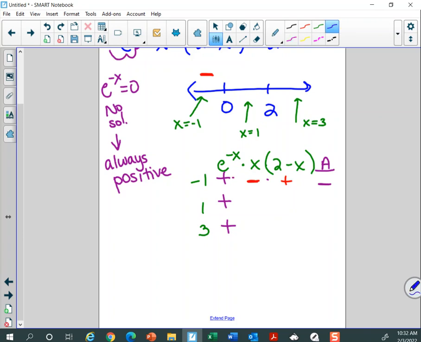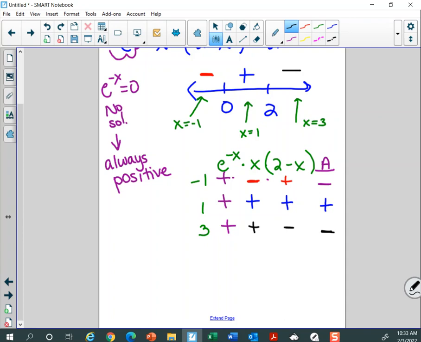When I put a +1 in, x would be positive. E to the negative x, always positive. 2 minus 1 is positive. So that's a positive result. And then the 3: e to the negative x, always positive. A +3 for x is positive. 2 minus 3 would be negative. That would be a negative result. And take a look, we have alternating signs. We're not always going to have it, but we do have it for this one.